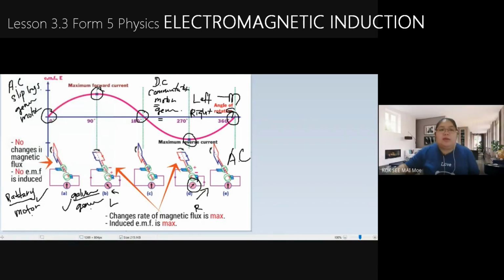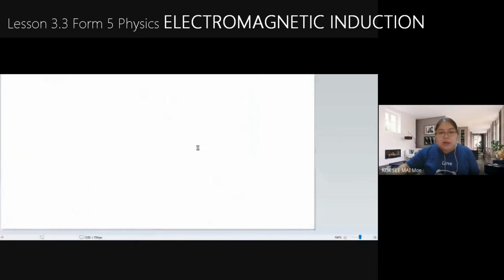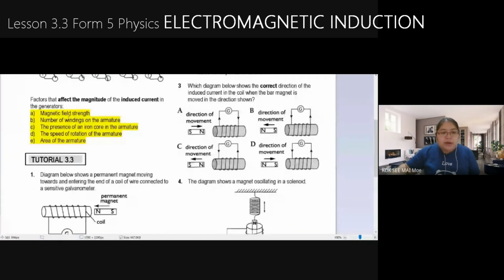Okay, so that means for my lesson, we go to the last page. This one is the last before I close it. Now I want to look at the factors affecting the magnitude of the induced current. How to make the induced current become strong? First, the magnet must be very good, so the magnetic field becomes strong.